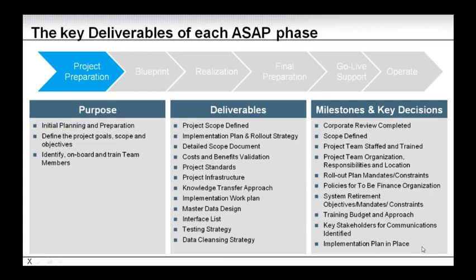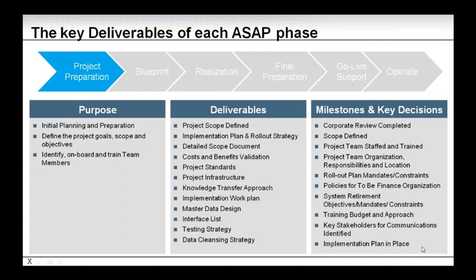Milestones and key decisions. So we need to make sure that we have the corporate funding and support. So there might be a corporate review that needs to be completed in order to start the project. We need to have the scope defined. The project team needs to be staffed and trained. There needs to be clear responsibilities. We need to agree on where we're going to work. There need to be facilities to allow the people to work in the location we choose. Then we need a rollout plan. How are we going to roll it out? Are there any constraints?